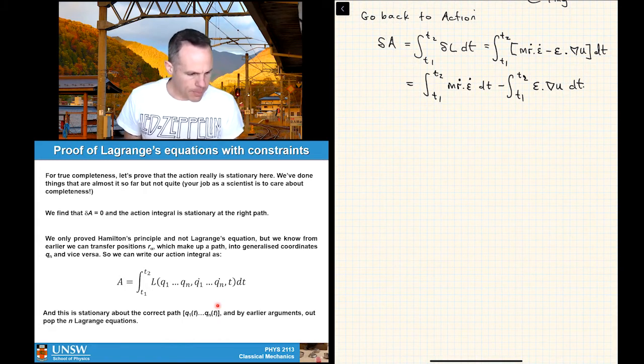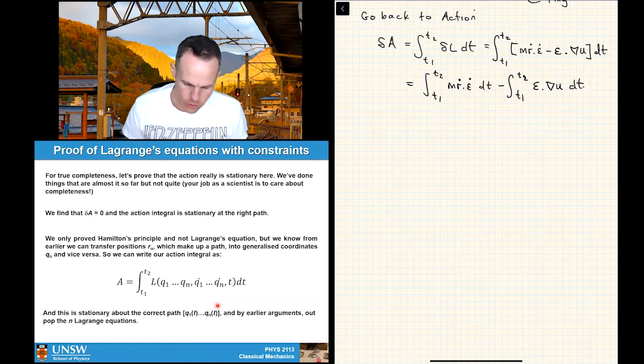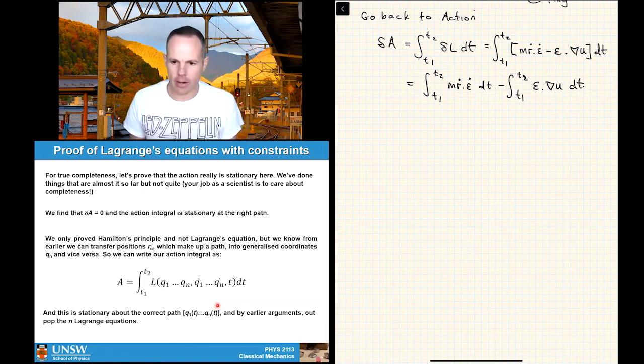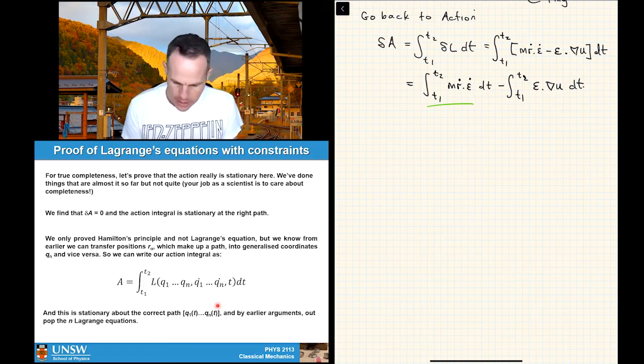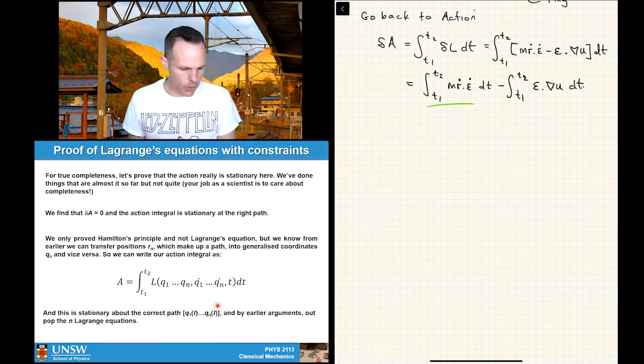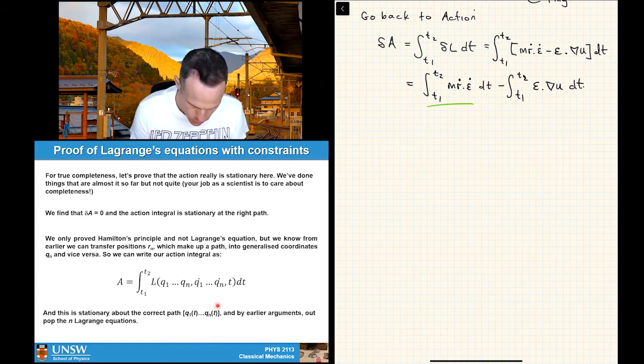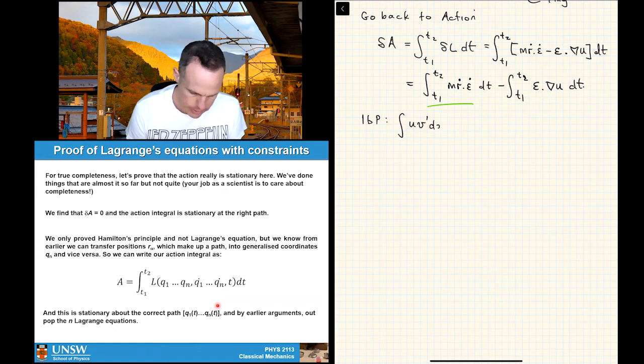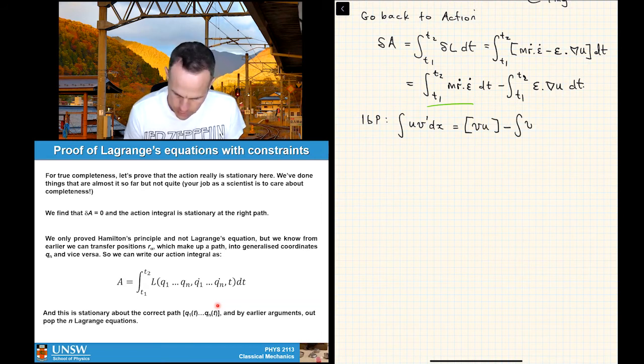All right. At this point here, we're going to do a trick that we do time and time again in these sorts of problems, which is we're going to change the sign on this term on the front by using integration by parts. And I'm going to use a slightly different form for the integration by parts here. Okay, so what I'm going to use is the integral of u v dash dx is equal to v u minus the integral of v dash u dx.